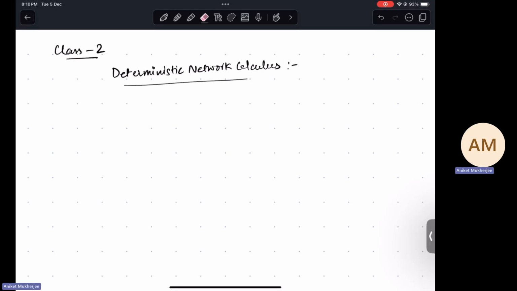So today we'll start with the basics. Last class we looked at the motivation and introduction to deterministic network calculus and what we'll be doing in this course. Today we'll start the basics on how you model things. So today we'll look at basic models, a single server, single flow system.